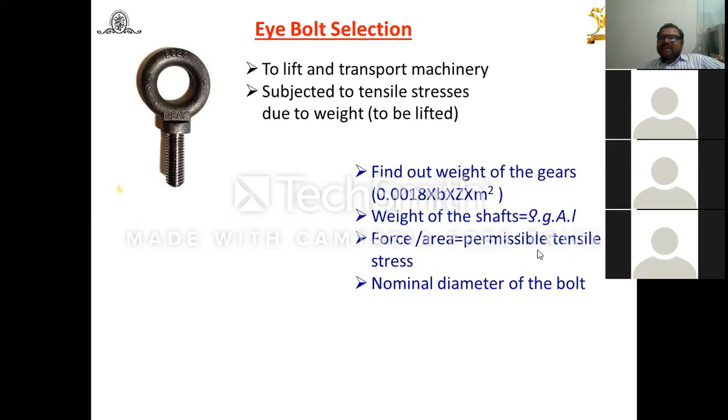Permissible means allowable. You will get it from the material of the eye bolt upon FOS. So you will get dc, the core diameter. And once you get dc, you have to do dc is equal to capital D times 0.84, that is, capital D is dc upon 0.84. So you will get the nominal diameter. In this way, you can easily find out the nominal diameter.